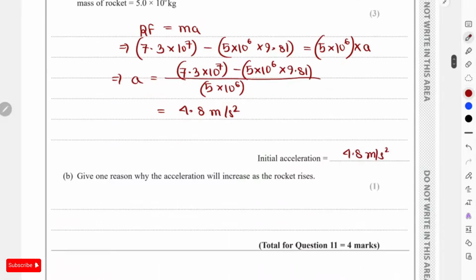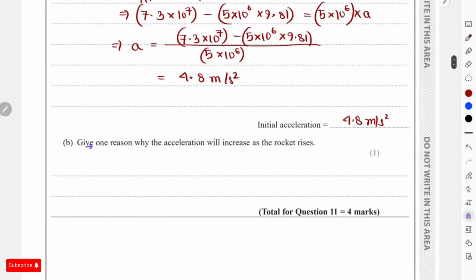Later on for part B, it says to give one reason why the acceleration will increase as the rocket rises. That's because the basic theory of a rocket indicates that the rocket is rising because it's burning fuel, right? If the fuel is being burned, that means the overall mass is decreasing. Then according to F equals ma, even if the engine provides the same thrust, the resultant force will be greater because the value for your weight keeps on decreasing as mass decreases.